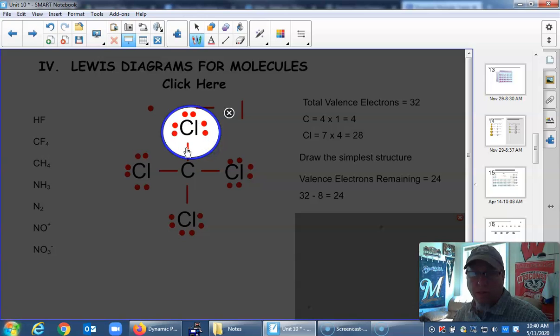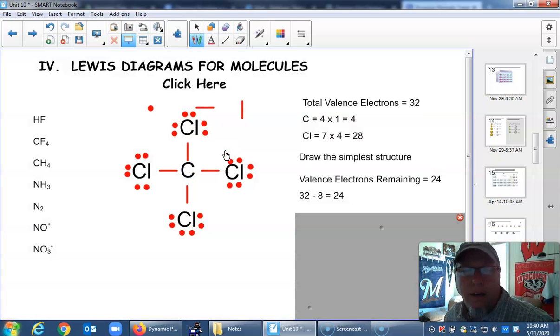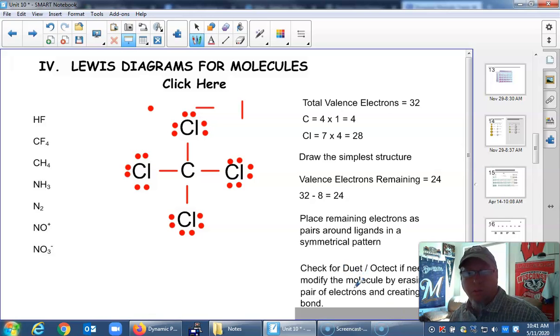2, 4, 6, 8. Good on that one. And then finally check the carbon in the middle. 2, 4, 6, 8. Everything's good. The only atom that ever wants 2 electrons around it would be hydrogen, and I don't have any hydrogen here, so everything is satisfied with the octet rule. I think I'm good for this one. Hopefully you guys got that one figured out.